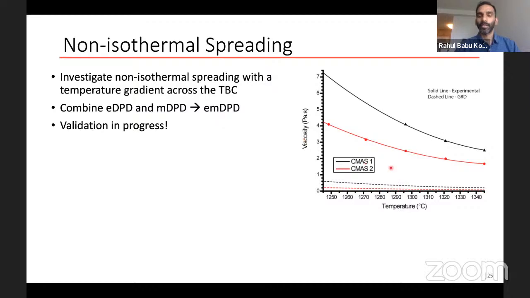One of the drivers for that is that the viscosity of molten sand is highly temperature dependent. It's very sensitive to temperature. So when it penetrates through these porous structures, there is a temperature gradient, if you remember from the first image of TBC. And that temperature gradient increases the viscosity of the infiltrated fluid, and that's how it freezes and causes all kinds of damage.